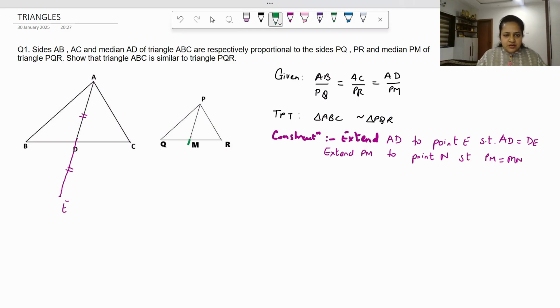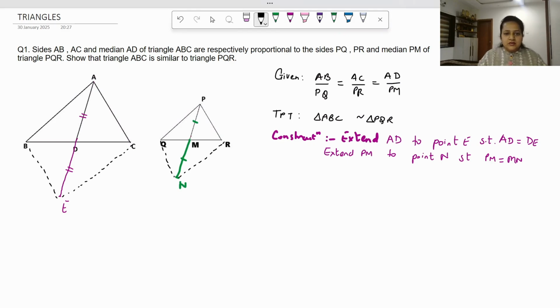So we have a construction over here as well. What is the construction going to be? N such that PM is equal to MN. Is the construction understood? And then we shall join E to C and B to E. Similarly, we will join Q to N and we will join N to R.